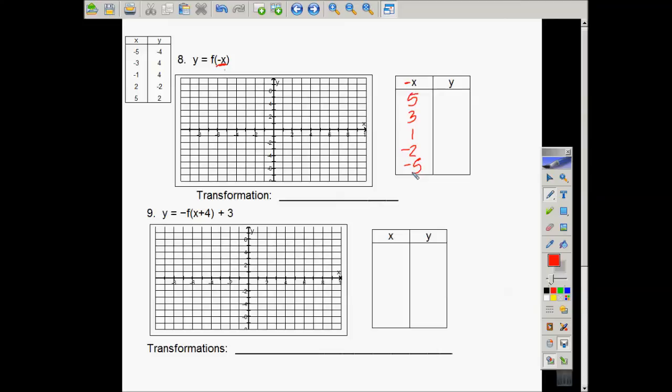Did anything happen to my Y's? No. So there's still going to be -4, 4, 4, -2, and 2. We agree? Yeah. All right. So 5, -4, 3, +4, 1, +4, -2, -2, and -5, +2.